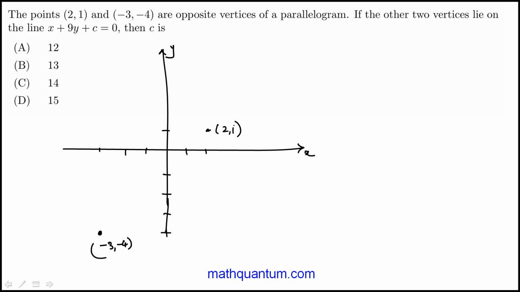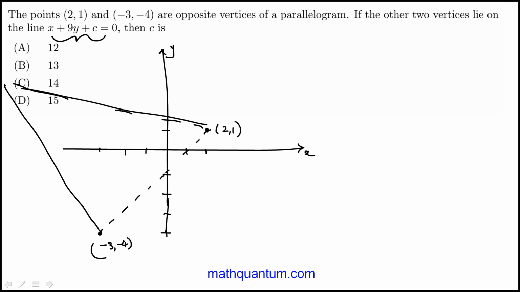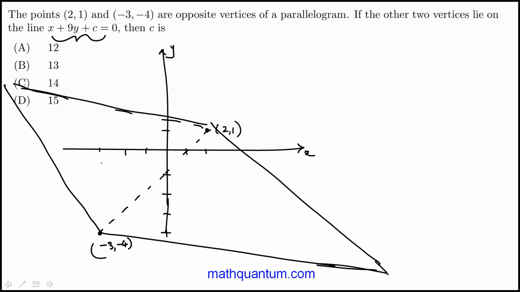So we're given these points (2, 1) and (3, -4). These are the opposite vertices of a parallelogram. And if we look at this line here, it has a slope of -1/9 if you rearrange it. So the parallelogram is probably something like that. It's just more for qualitative purposes. And we're told that this line that goes through the other two vertices is that.